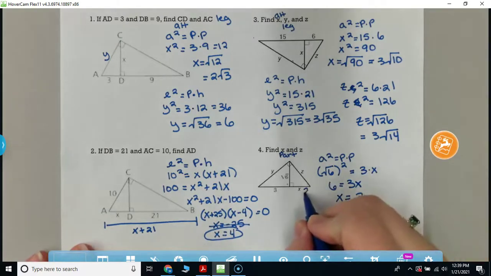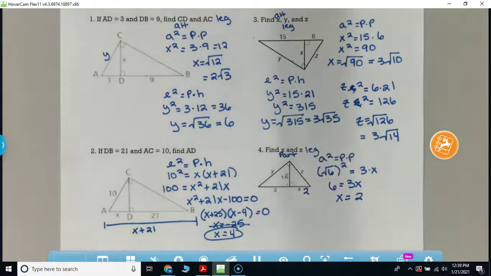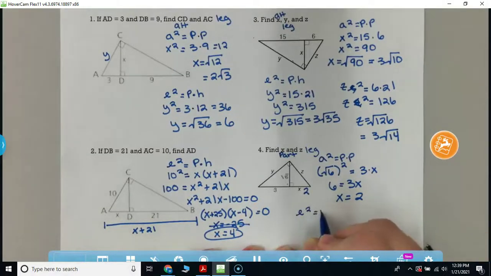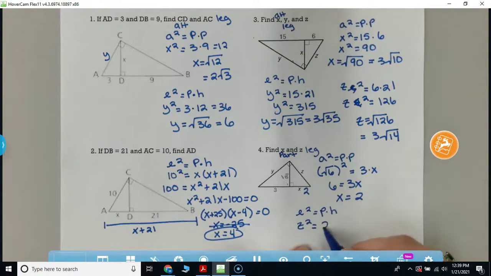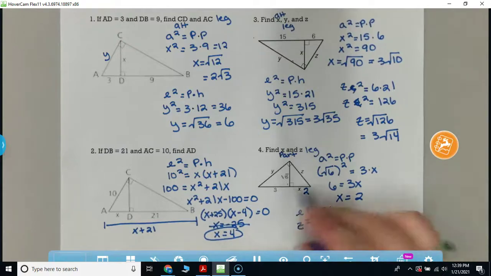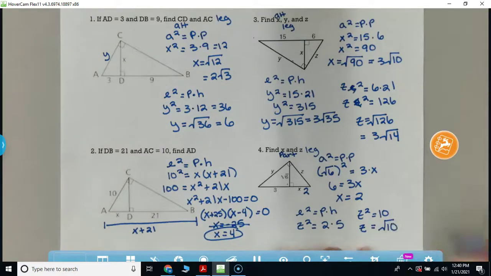Now once we know that x is 2, I can find z because z is a leg, and for my leg formula, I have to know the hypotenuse. I need to know the whole length. So remember, leg squared is equal to part times hypotenuse. So z squared is equal to, I have to use that part from the same side, 2 times. The whole length is 5. So z squared is equal to 10, and z is the square root of 10. And that concludes our notes on 9.3.